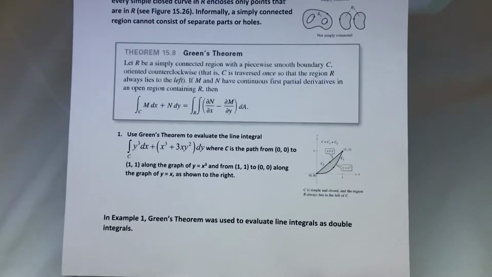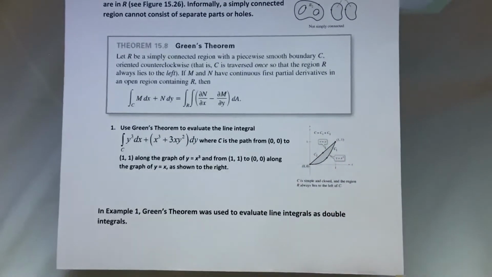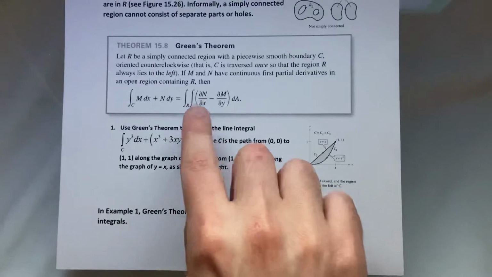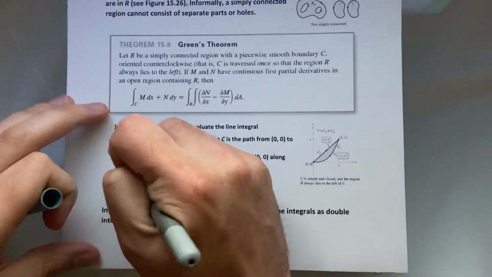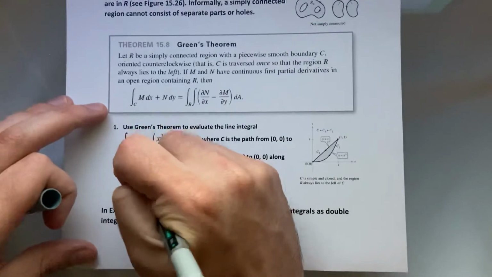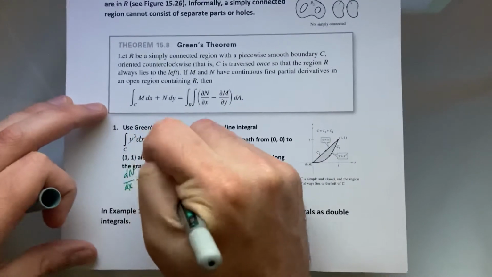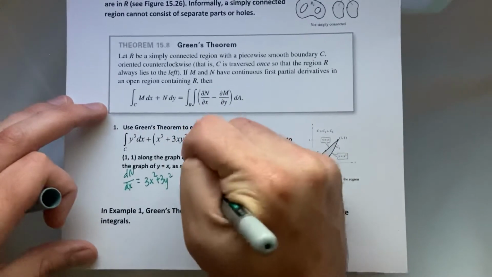Use Green's theorem to evaluate the line integral where C is the path from 0,0 to 1,1 along the graph of y equals x cubed, and from 1,1 to 0,0 along the graph y equals x. So it's traveling up and around and then back down. So I need both partials. I need the second one in terms of x. So dN/dx is 3x squared plus 3y squared. dM/dy is just 3y squared.